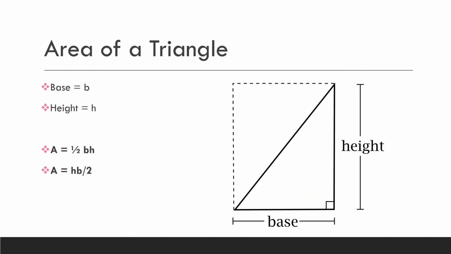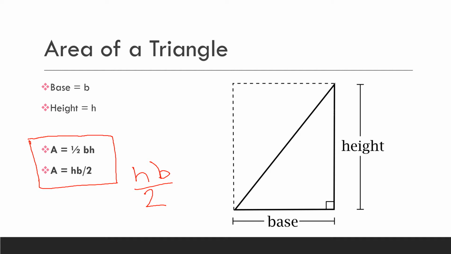Okay, so the first formula I want to go over is for the area of a triangle. Here I've got the formula two different ways. Area equals half times base times height, or you might also see it as area equals height times base divided by 2. So either way is correct. It just depends on you, your child, and what the teacher might be teaching. I personally think that the HB over 2 is harder, but that's just a personal preference.